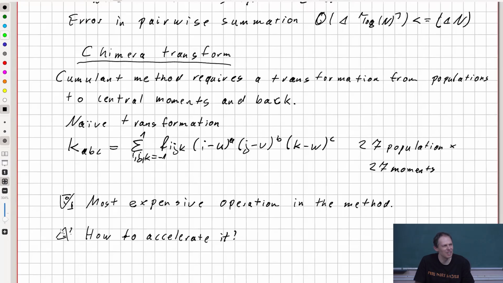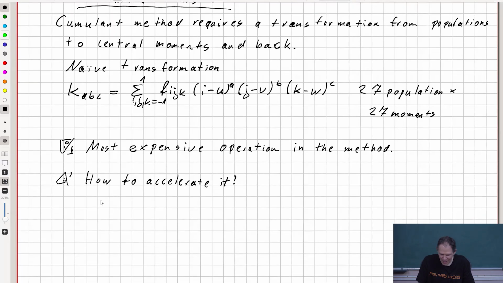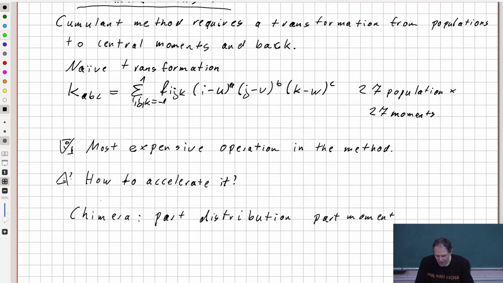Any idea how we would accelerate this? Okay, I'll tell you. So why do we call this thing Chimera? What is a Chimera? A Chimera is half one thing and half another thing, right? And we say this is now part distribution and part moment. So I have kind of invented my own nomenclature, so I hope you understand this.